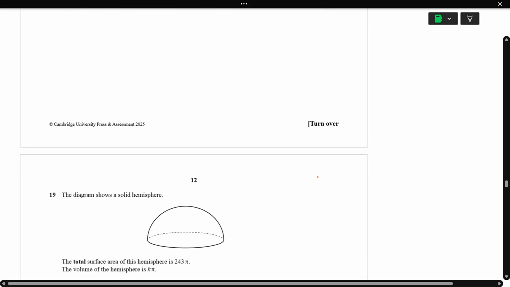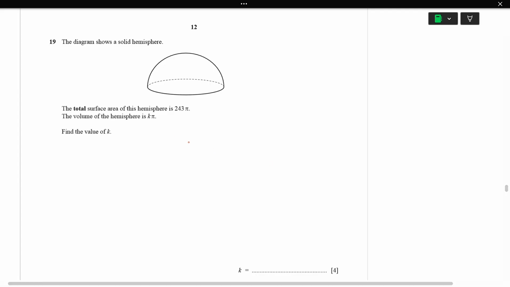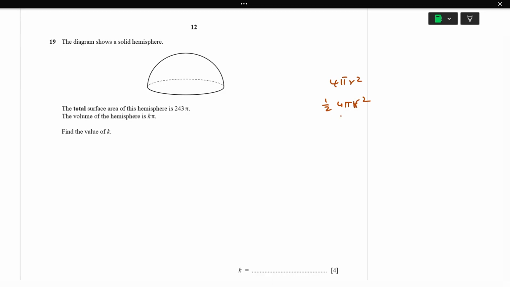Okay, the next question, question 19. The diagram shows a solid hemisphere. The total surface area of the hemisphere is 243 pi. The volume of the hemisphere is k pi. Find the value of k. So first, find the total surface area of the hemisphere. The sphere surface area is 4 pi r square. This is a hemisphere, so 1 by 2 of 4 pi r square, so the 2 cancels, which is 2 pi r square.